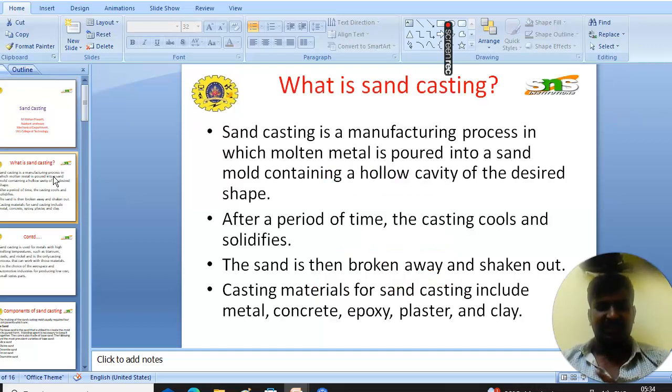What is sand casting? Sand casting is a manufacturing process in which molten metal is poured into a sand mold containing a hollow cavity of the desired shape. After a period of time, the casting cools and solidifies. The sand is then broken away and shaken out. Casting materials for sand casting include metal, concrete, epoxy, polyester, and clay.